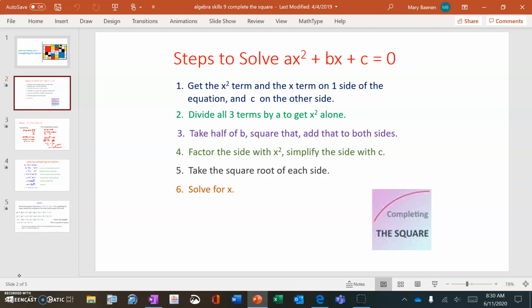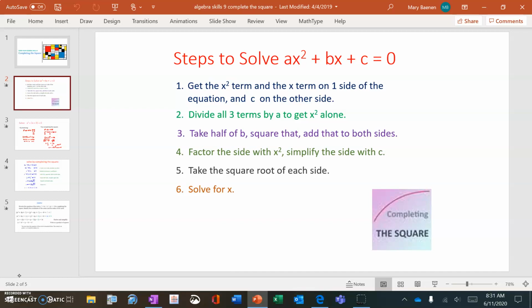First, get the x squared term and the x on one side of the equation and move c to the other side. If there is a number in front of x squared, step 2 says divide all three terms by a to get x squared alone. So divide by that number in front of x squared to get x squared alone.